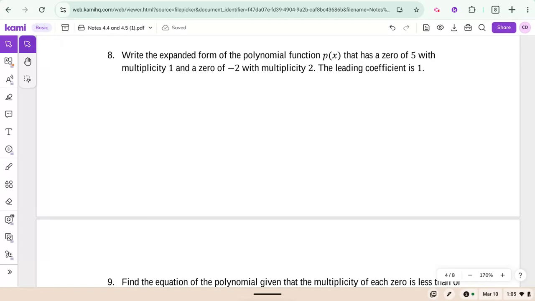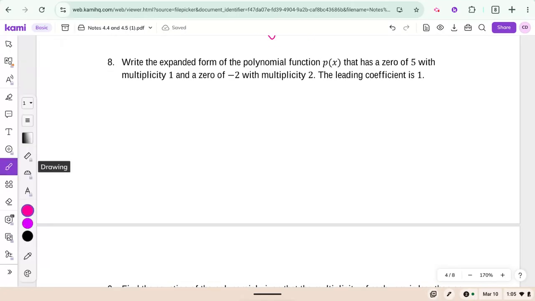Number 8 says write the expanded form of the polynomial p of x that has a 0 of 5 with a multiplicity of 1 and a 0 of -2 with a multiplicity of 2, and the leading coefficient is 1. Okay, so we're calling it p of x. Okay, I can do that. Leading coefficient is 1. Not that I needed to write that. One of the zeros is 5. That means the factor would be x minus 5. It has a multiplicity of 1, so it only appears once.